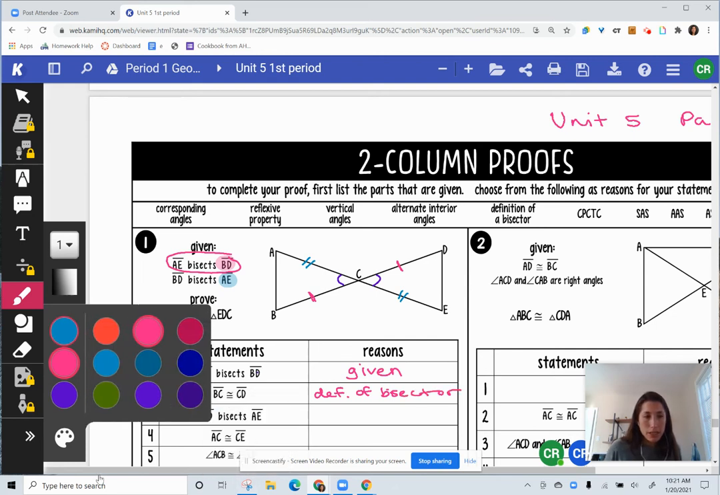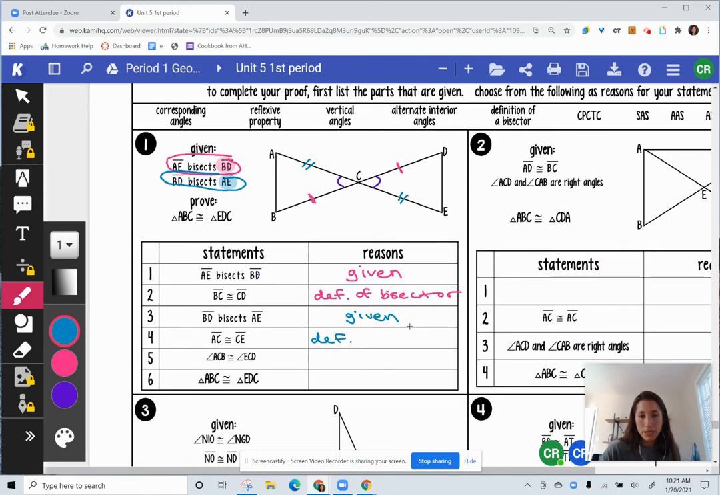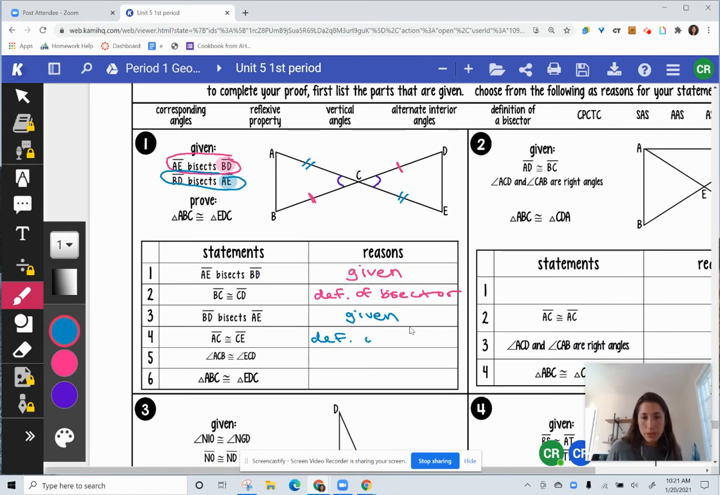All right, our next statement here, we had a given statement that we bisected AE. So that was in our given information. And that's how we put these congruent marks here, the blue marks, the double congruent. And that's because if we have a bisector, that makes two parts equal. Let me scroll down just a little bit. But that's definition of bisector as well.